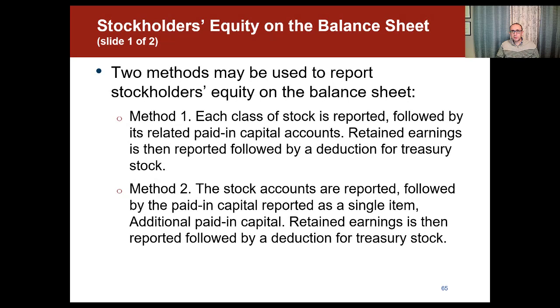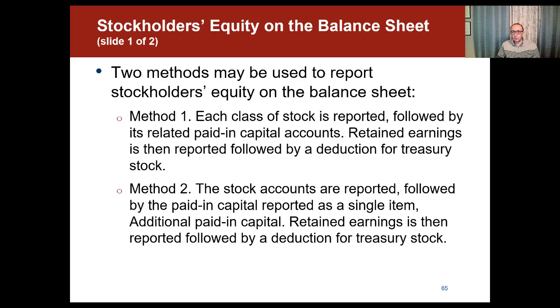In this part, we're going to be showing how the stockholders' equity is going to be presented on the balance sheet. There are two methods that may be used to report the stockholders' equity. The first method is each class of stock is reported, followed by its related paid-in capital accounts. Retained earnings is reported, followed by a deduction for treasury stock. The other method, the stock accounts are reported, followed by the paid-in capital reported as a single item.